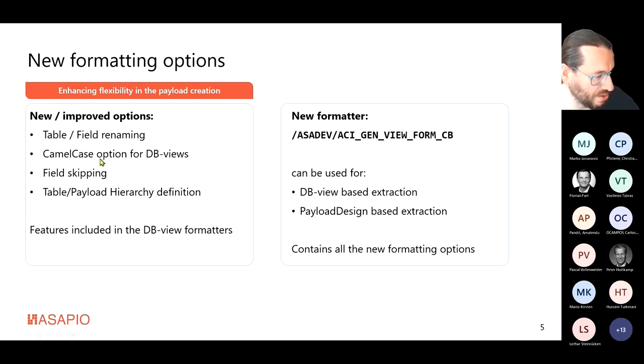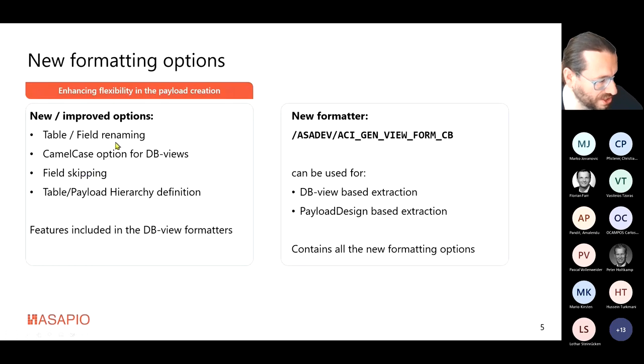There is a new option to camel case. With typical SAP names, where the names are separated by underscores, you can automatically camel case them for your JSON, so that the underscores are removed and the next character is uppercased. That's an easy option if you have a lot of fields already and don't want to make a separate rename for all the fields.